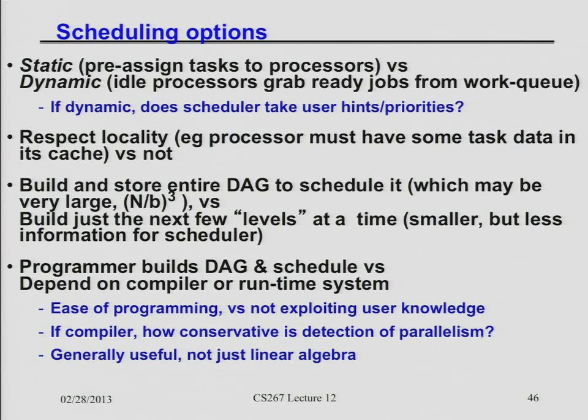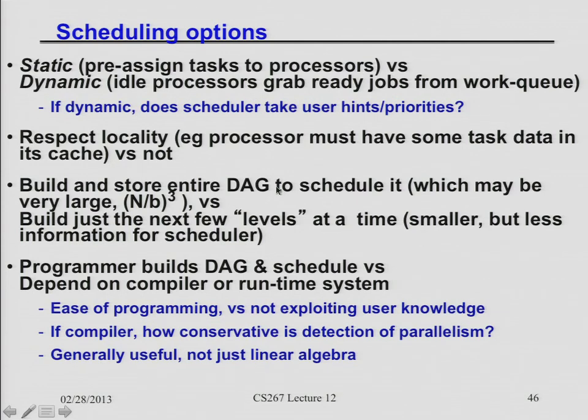So that's why people also have dynamic load balancing, where only the idle processors grab ready jobs from a work queue, because some processors may get taken away from you by the operating system. And in that case, you want whichever ones you have left to be able to keep busy. So that's the dynamic approach. So then there's a question of, do you respect locality? You'd like the processor that already owns the data to do the work. And some of these DAG scheduling software systems work better than others.